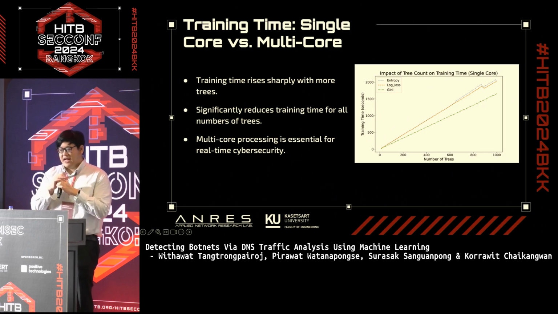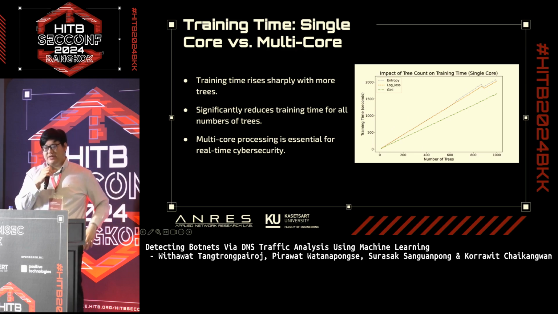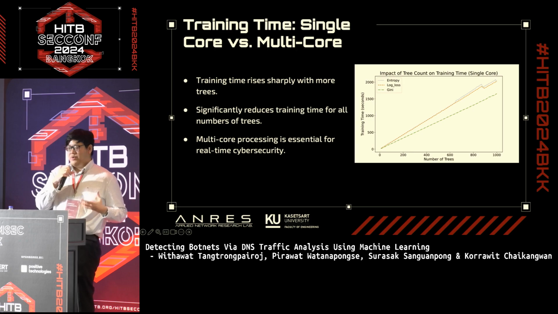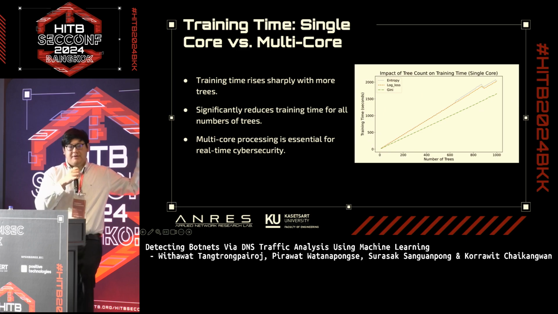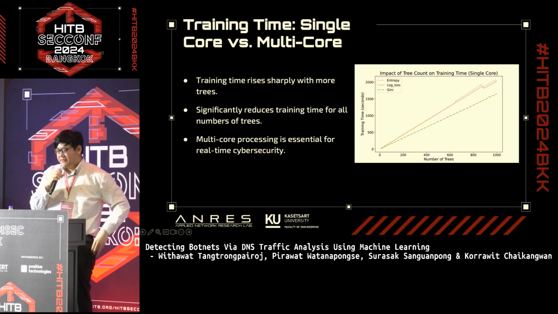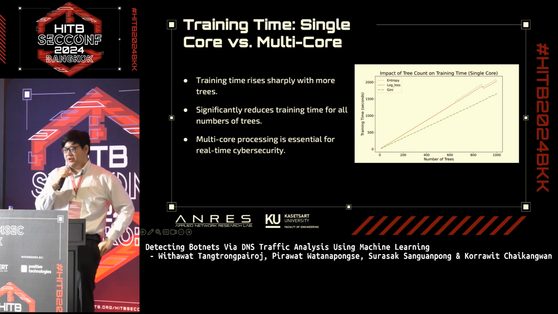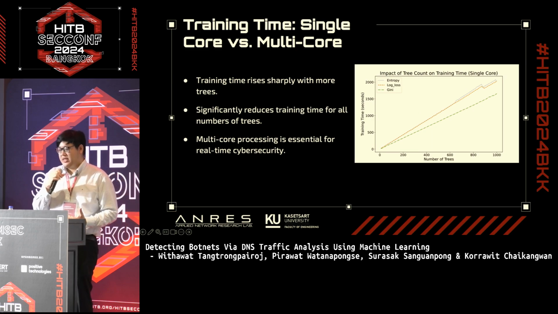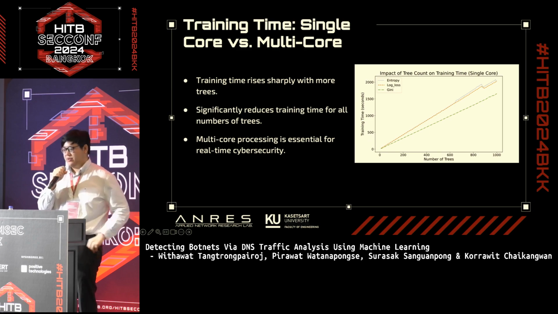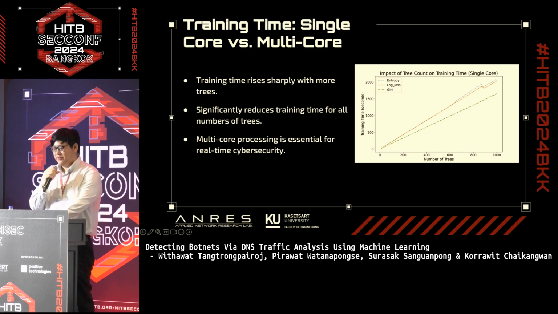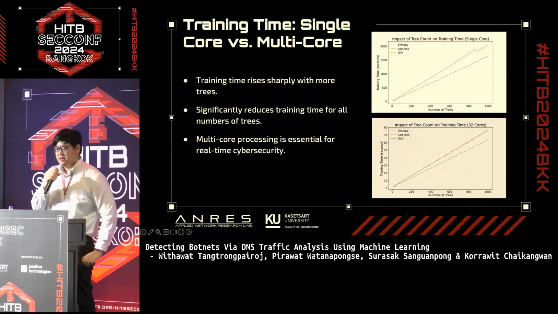Next, let's start by looking at how training time changes with the number of trees when we are using just one core. The graph on the left is the same as the last slide. The graph on the left shows that when we have more trees, training time increases quickly. This is expected because more trees mean more work for the computer. This slows down the training process in a single core setup. This can make it hard to update the model quickly, especially as we try to handle more data.